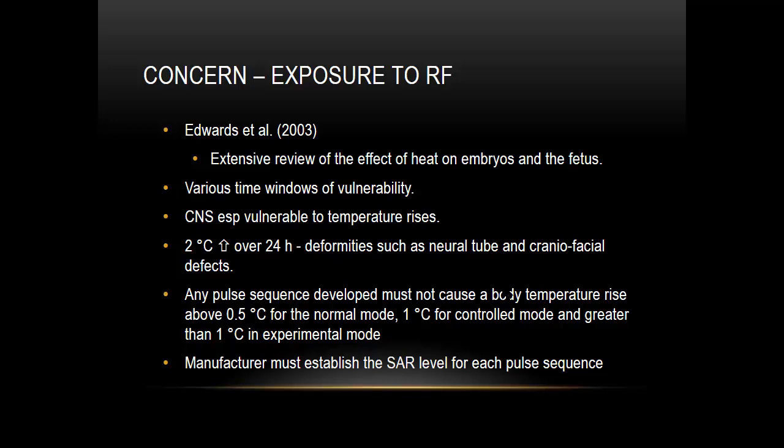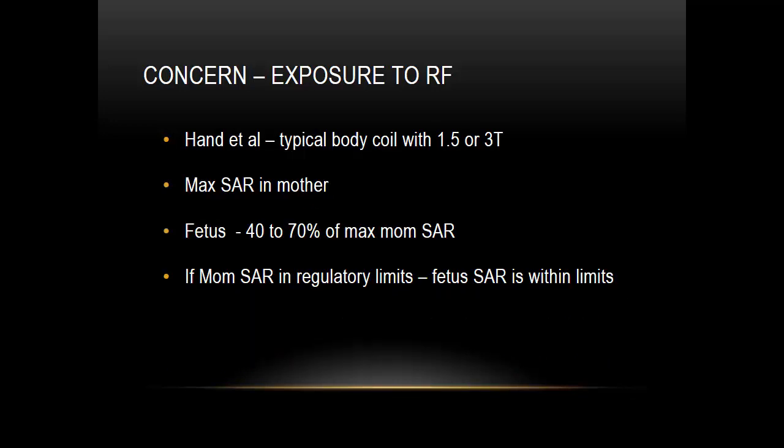So the rules basically say that any pulse sequence that is developed must not cause a body temperature rise of greater than 0.5 for the normal mode or greater than 1 for the controlled mode. And there is an experimental mode as well. Again, we don't use that, where you can go over 1 degree Celsius. But that's only for experimental purposes and probably not used in humans, used when you're doing these experiments on animal models. So the manufacturers set the SAR level for each pulse sequence, and that is what we get.